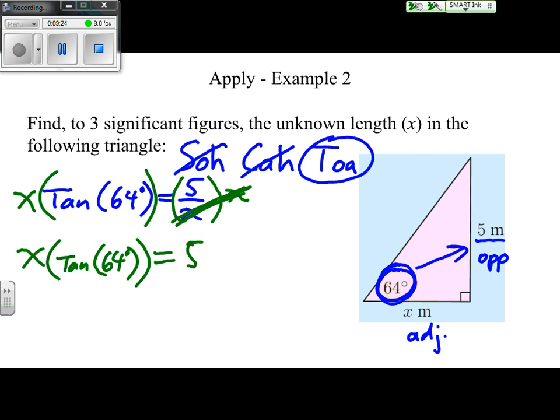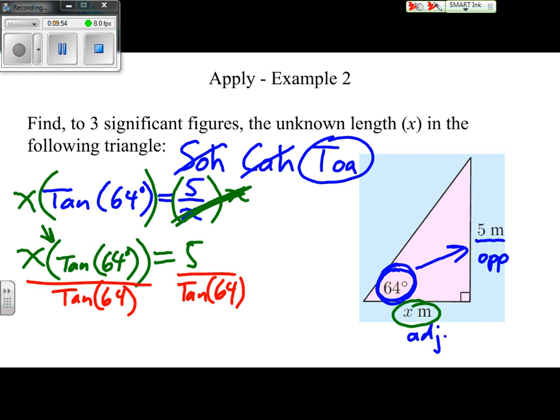Well, that's a little bit closer to what I want, but I still want to know what x itself is. I want to know how big this side is. So I need to get x alone. In order to get x alone, I need to undo whatever is happening to x. Well, these parentheses around tangent of 64 is indicating that we are multiplying that by x. We need to undo that multiplication. In order to undo multiplication, we divide. So I'm going to divide this side by tangent of 64, and I'm going to divide the other side by tangent of 64. Now that looks funny.